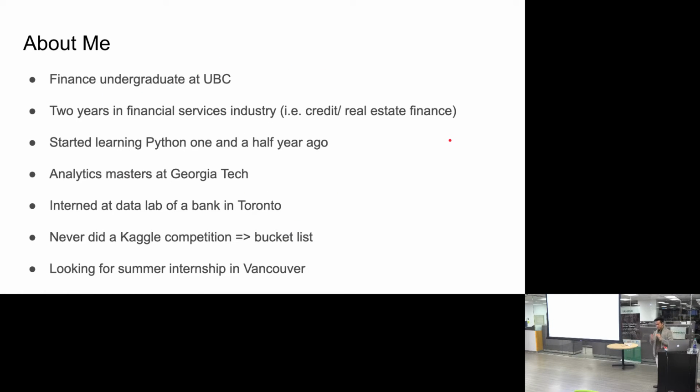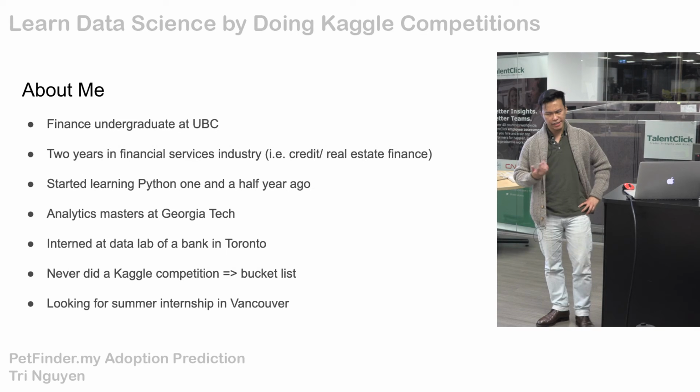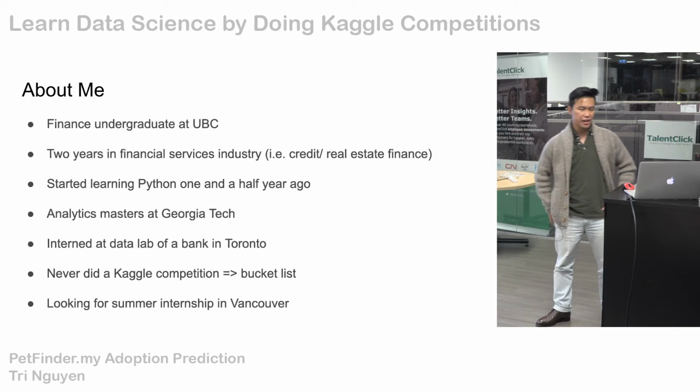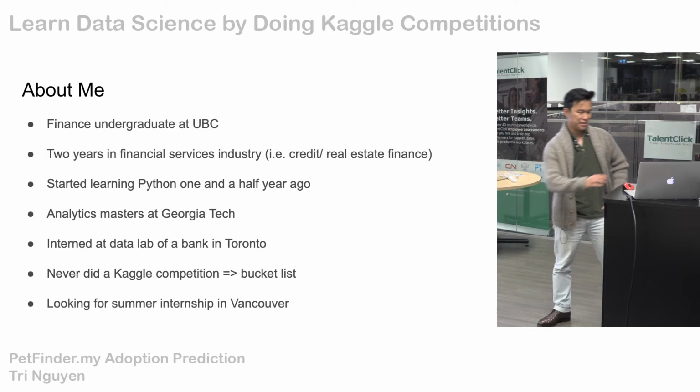So a little bit about me. My name is Nguyen. I actually graduated in finance from UBC, and I spent a little bit more than 2 years in the financial services industry. I only started learning Python seriously maybe a year and a half ago, and that got me into the analytics master that I'm doing online now at Georgia Tech. Last summer, I interned at a data lab of a bank in Toronto. I never did a Kaggle competition, so it's always been on my bucket list, so this is a great way to start. And currently, I'm also looking for a summer internship in Vancouver, because I don't want to live here again.